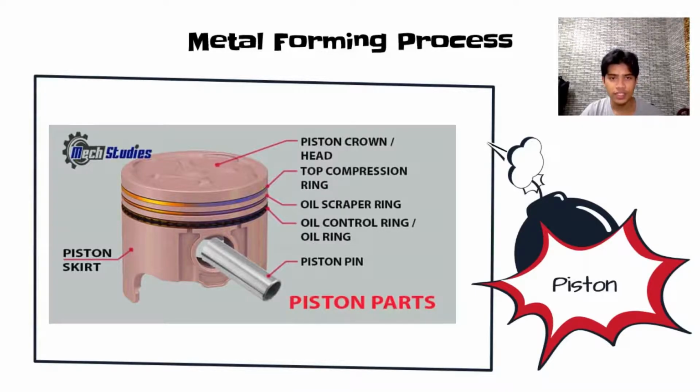Metal forming process. Our group has selected to use a forging process, which is a process under metal forming process, in the making of a piston. Here, we can see that there are several parts in a piston. A piston consists of piston head or crown, top compression ring, oil scraper ring, oil control ring or oil ring, piston pin and piston skirt. In the next slide, I will explain all of the piston parts.